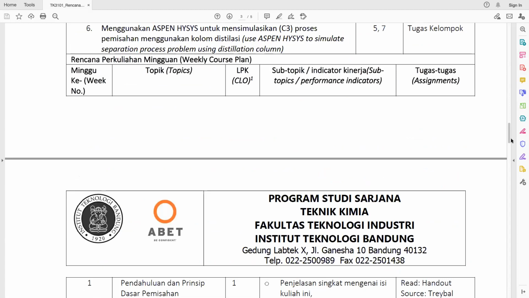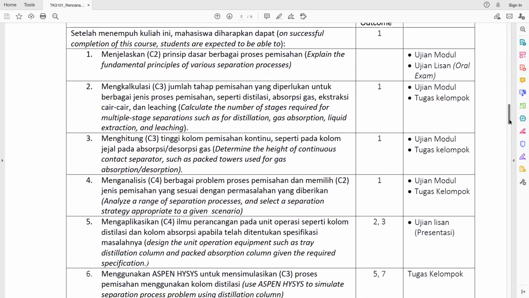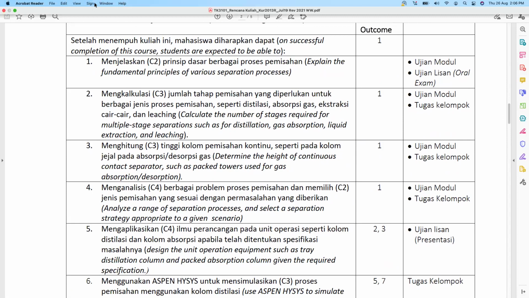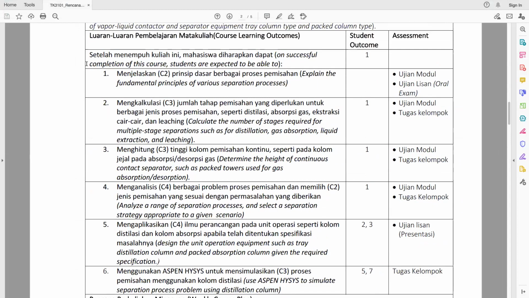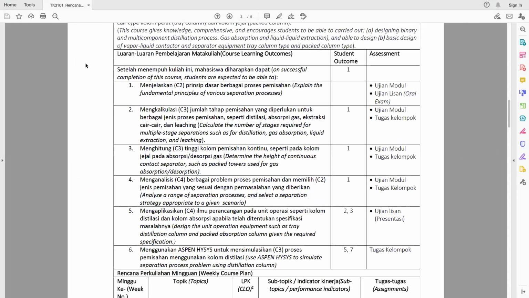Okay, and then I'm going to explain here about our program. We use outcome-based education. That means we expect you to know all these things after we give the course. So on completion of the course, the students are expected to be able to explain the fundamental principles of various separation processes.